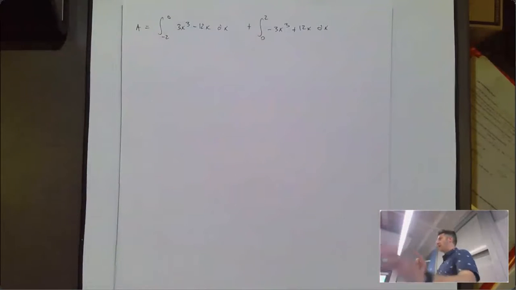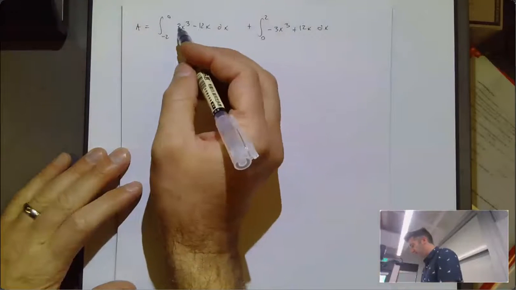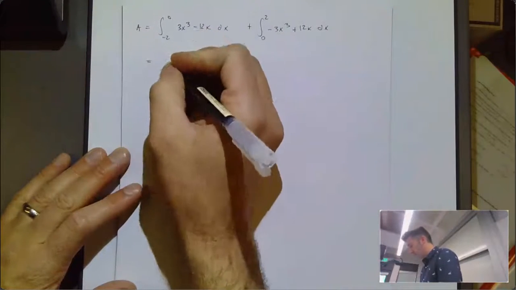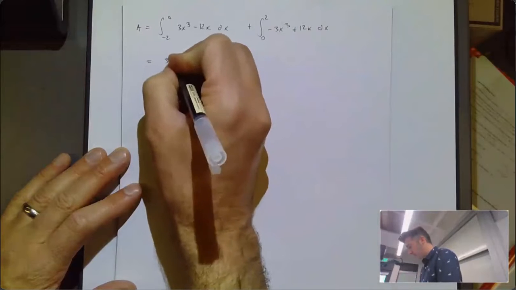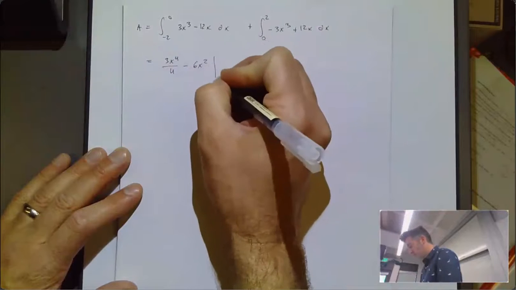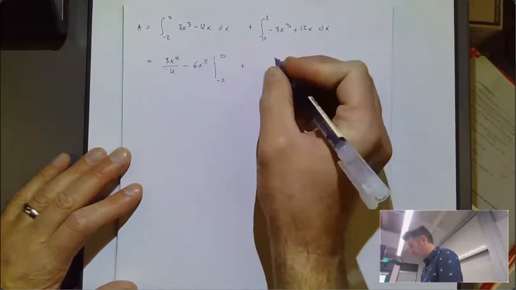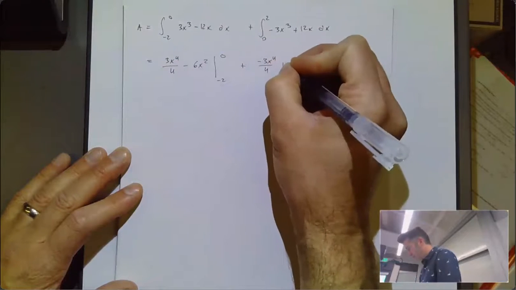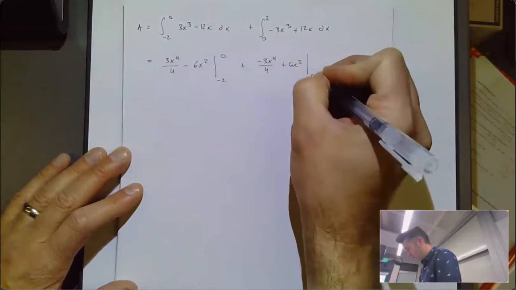Yeah, in fact, yes, and we have an example. I'll show you an example of that in a minute. So, calculating this, we're going to get 3x to the fourth over 4 minus 12x squared over 2 from negative 2 to 0, plus negative 3x to the fourth over 4 plus 6x squared from 0 to 2.